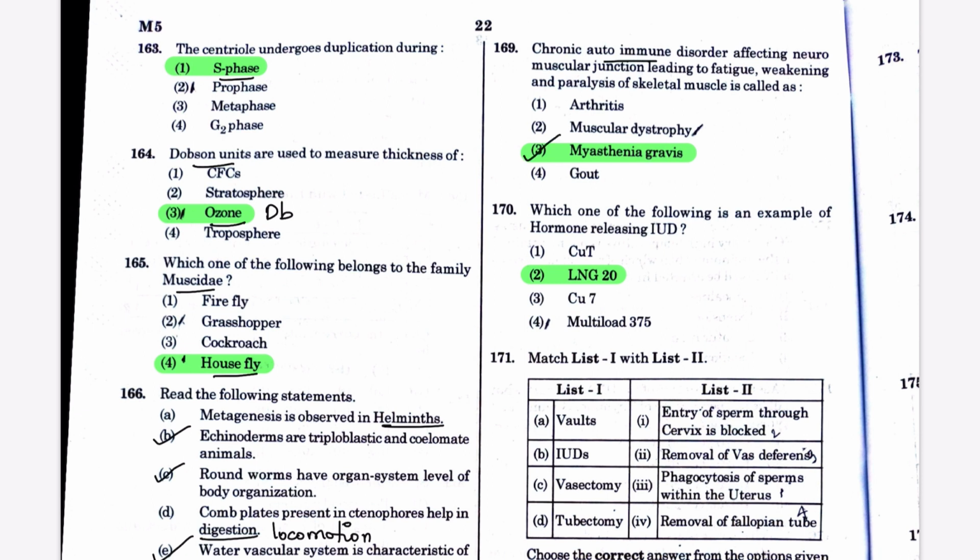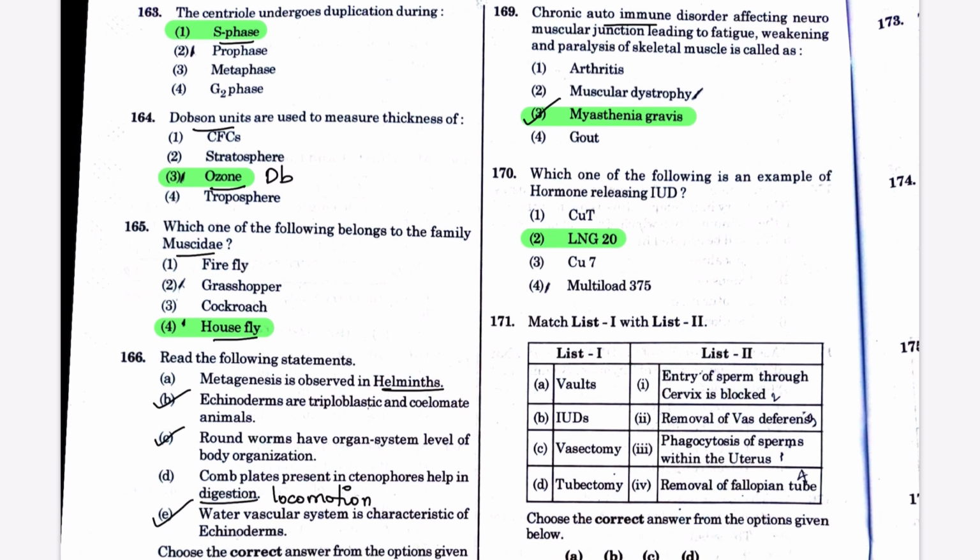Okay, so 170, which of the following is an example of hormone releasing IUD? Okay, so it is LNG20, also progestasert is also another example. CuT, Cu7, Multiload 375, all these are copper releasing IUD.